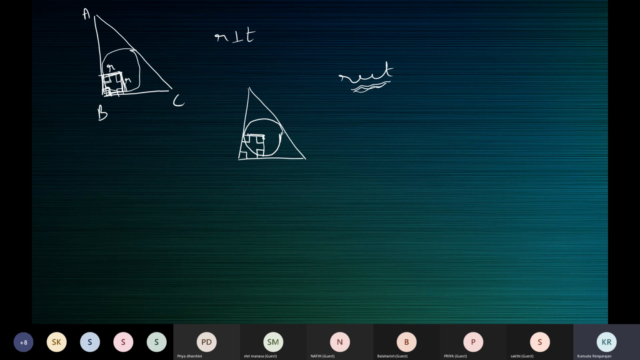In the rectangle, these two adjacent sides are equal to r. Or you can say these two adjacent sides are equal because they're tangents from an external point to the circle. So adjacent sides are equal, and the quadrilateral is a square. That means this is r, this is r, this is also r, this is also r.